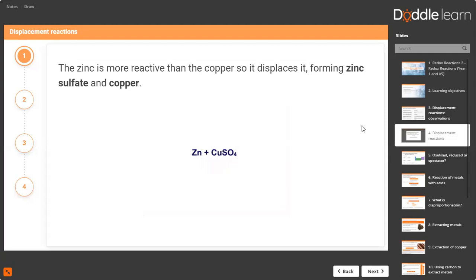As we know from our reactivity series, zinc is more reactive than copper. So zinc is going to come in and displace our copper. So we go Zn plus copper sulfate, and we get zinc sulfate and copper. I'm just writing this down as I go.